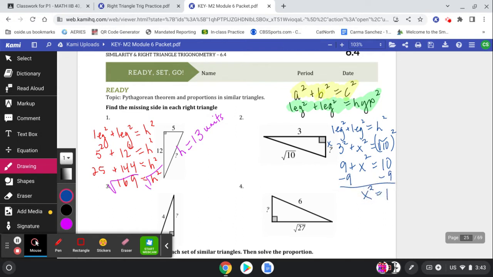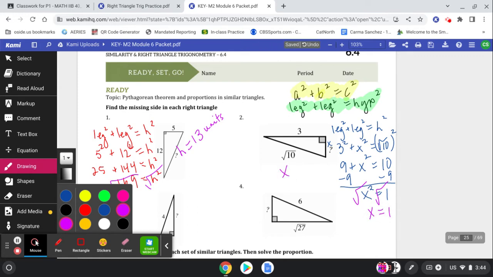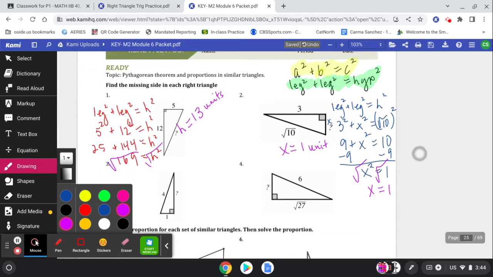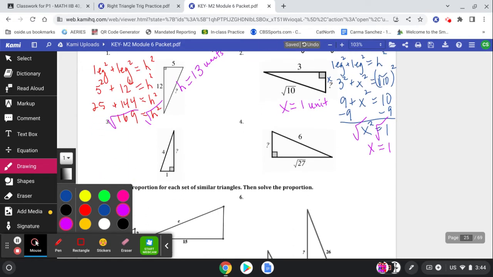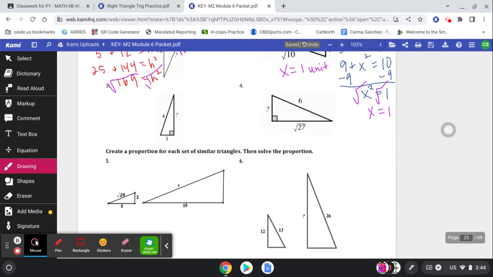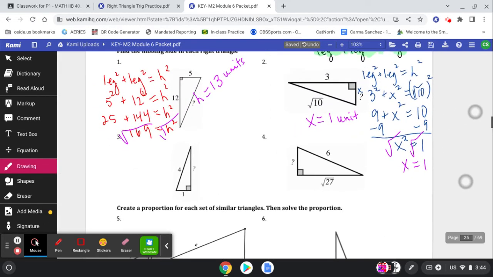We've seen that happen on completing the square problems before. Now I'm left with x squared, our unknown missing leg, equal to 1. So I square root both sides, and I get that x equals 1. And I'm not given any units here or anything, so I just say 1 unit. Okay. Pause the video, try the next one, number 3 on your own.